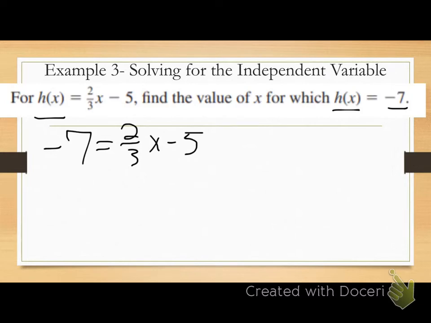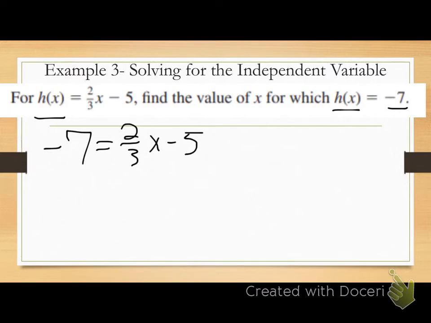Just remember, it's not h times x, it's not hx, it's h of x. Keep h and x together for h of x. So we're just replacing h of x with negative 7. Where do you think I'm going to go from here? Surely that can't be my answer, right?